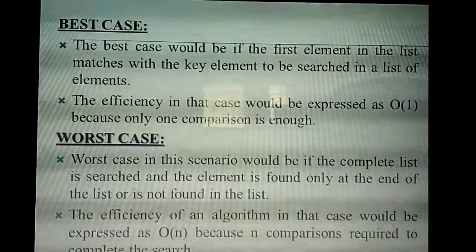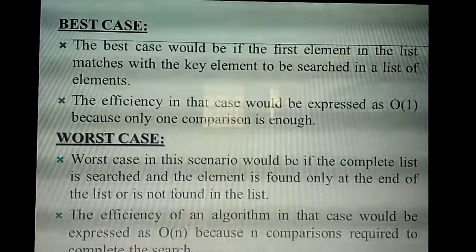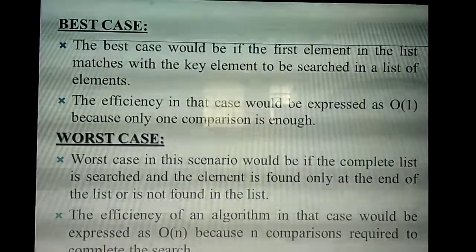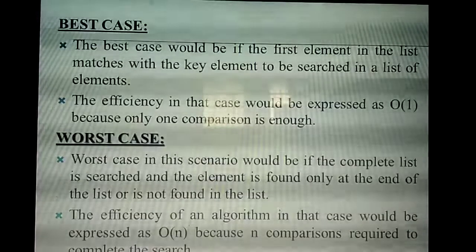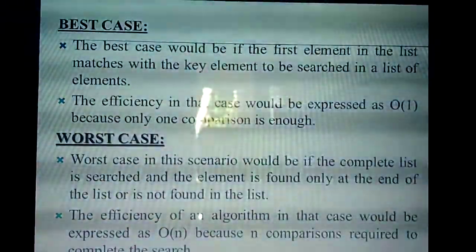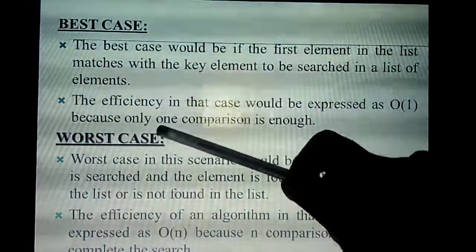What's the best case? If the first element matches the key element, that is the best case. In this example, the first element stored is 5. Is this element 30? No. But if the element 30 is present in the first place, my search is done. I got element 30 in the first place. So how many searches are needed? Only one search. That is the best case.